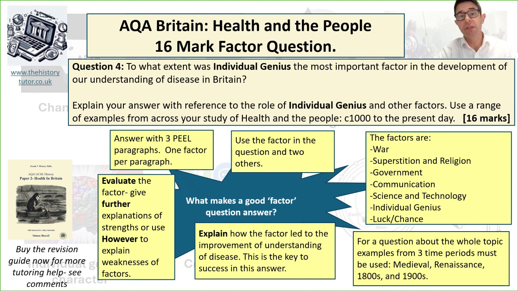Apart from not giving enough time periods and not giving enough factors, this is the other big error people make: they don't explain the impact of their factors. If you don't explain the impact, don't cover enough time periods, and don't cover enough factors, you will not get more than 8 marks in this question. Finally, the last thing to do is evaluate. If you're trying to say to what extent or is individual genius most important, we've got to evaluate the factor. We've got to say this was partly the case or mostly the case, and we need to give strengths and weaknesses. We can do that in our individual paragraphs and also in our conclusion.